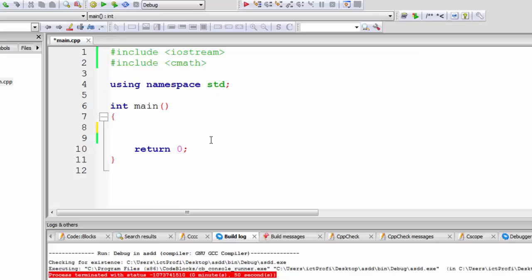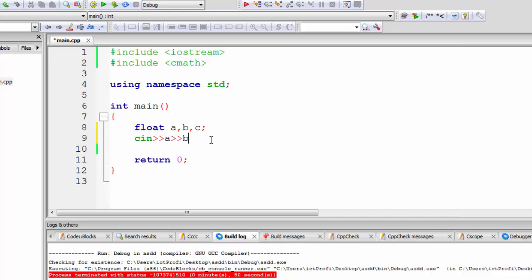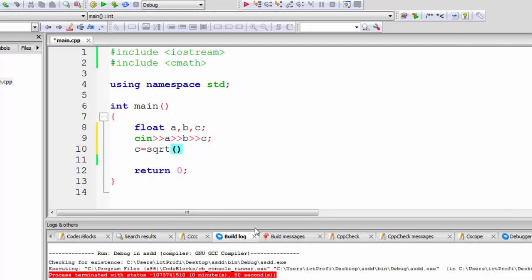Let's do it now. I'm going to write here three variables. I will assign them as float, a, b, and c, and I will ask a and b from the user. And after that I'm going to do this equation. So how do we do it? C equals, firstly I'm going to do the square root of a squared plus b squared.